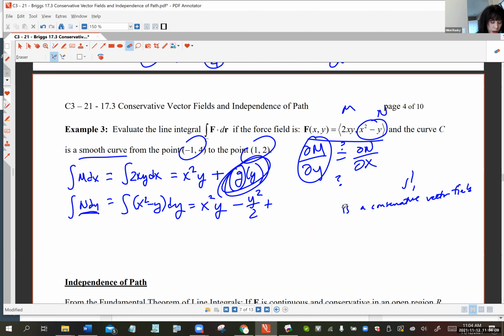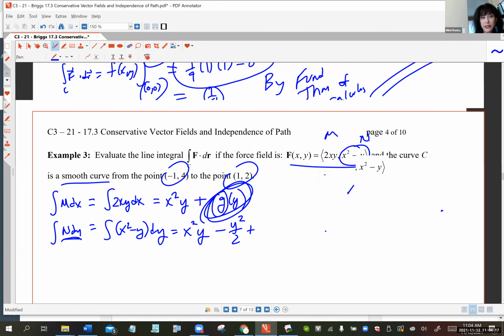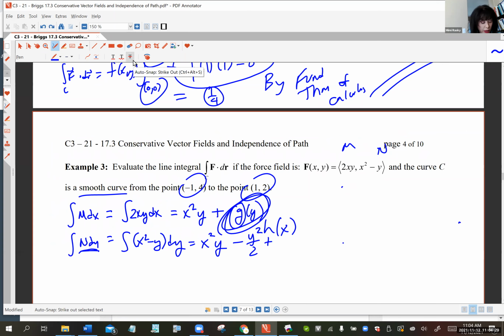So if I see you attempting to follow my rules, but then you use yucky notation, that's when I start docking you points. So pick something other than g. Like, how about h? We haven't used h yet. Fine. H of x. Since we were integrating with respect to y, we need to acknowledge that we are going to have some function here of x, the variable we didn't integrate with respect to.